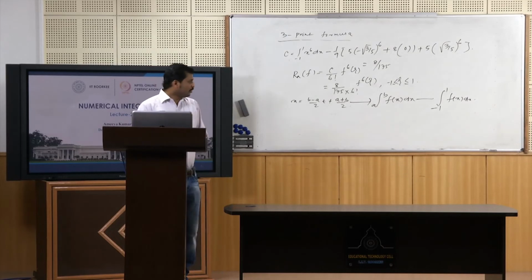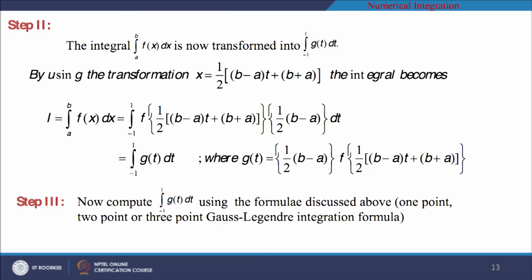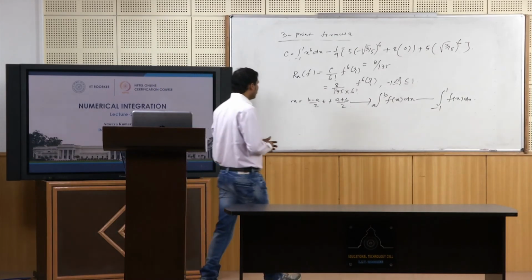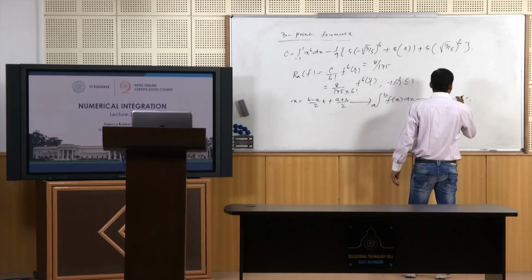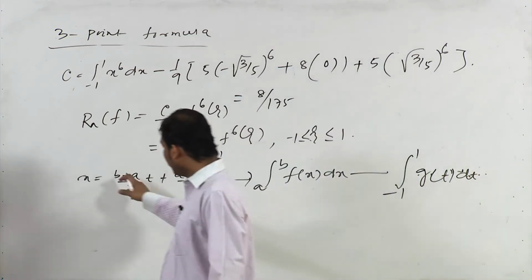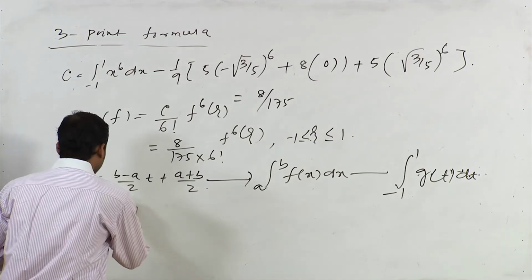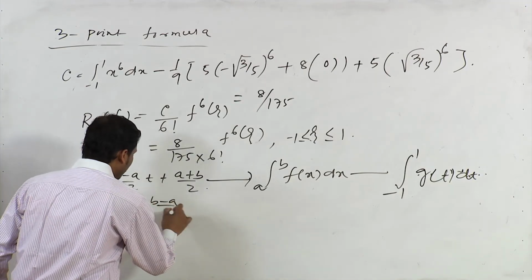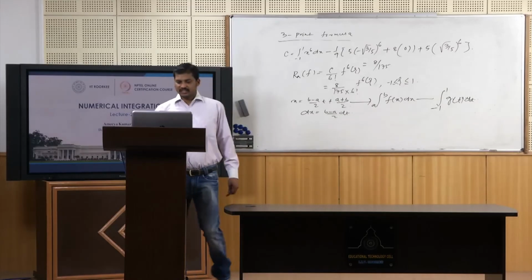So, obviously once you obtain this transformation of x in terms of t, we can write dx in the form of dt. Then you can write this formulation, especially this part, as g of t dt. If you write dx equals (b minus a) by 2 into dt, then you can put it over there and get this integration range.